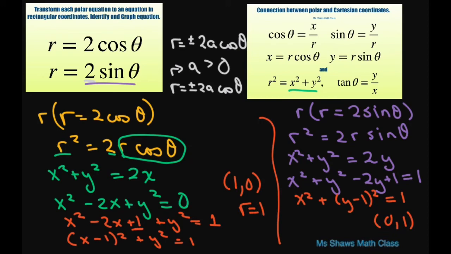So basically for the first one, we have a circle passing through the pole and centered on the polar axis. This one passes through the pole and the center is on the line theta equals pi divided by 2.